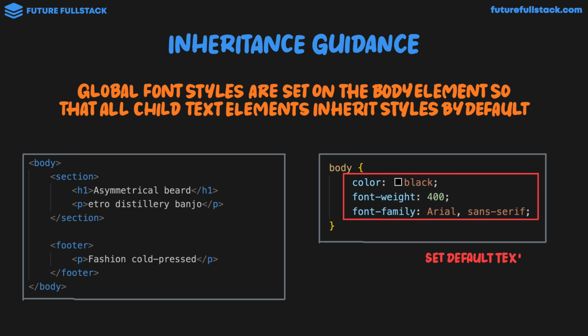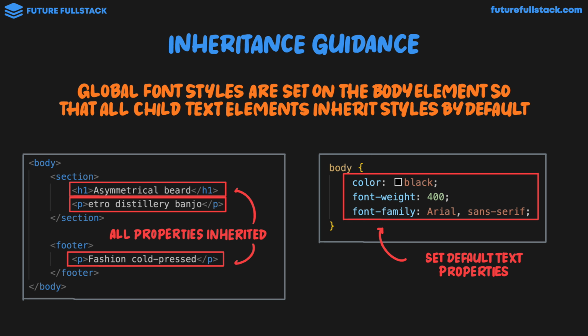We would set default text properties here, like the color, font weight, and font family. All these text properties are then inherited. Now, a property like font size would not be set here, because usually every text element, like a heading 1, heading 2, paragraph, etc., has its own distinct font size. Whereas setting something like a color is a good idea.